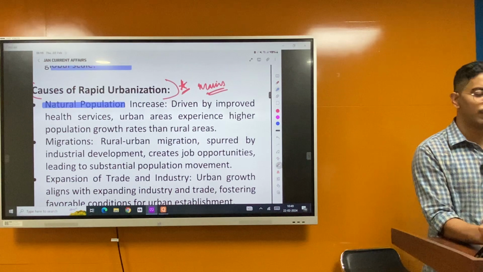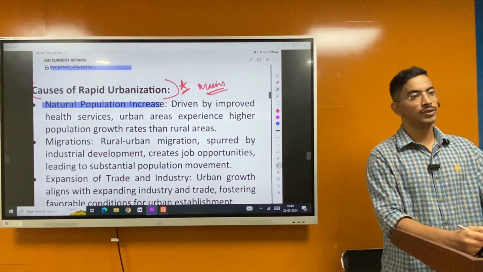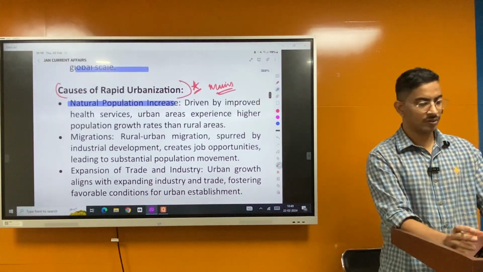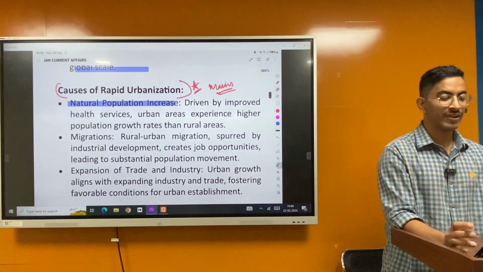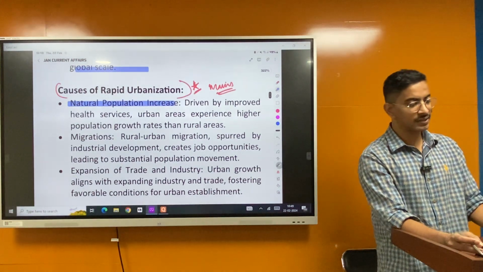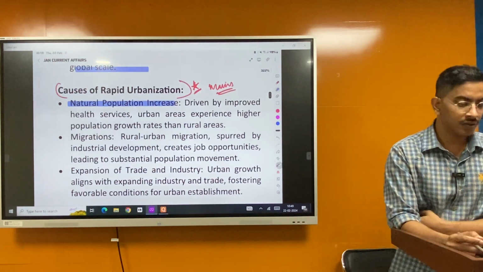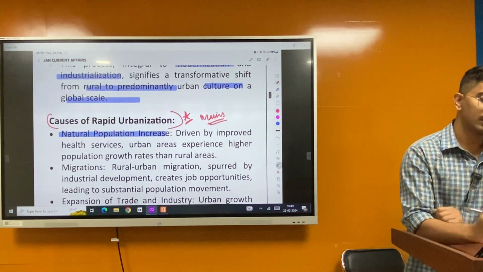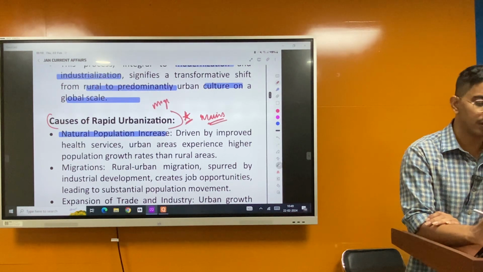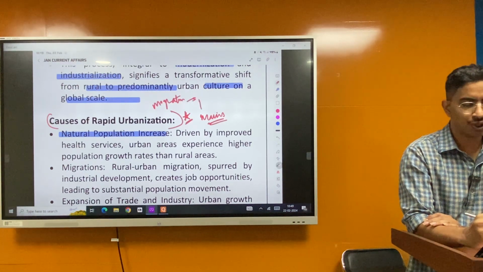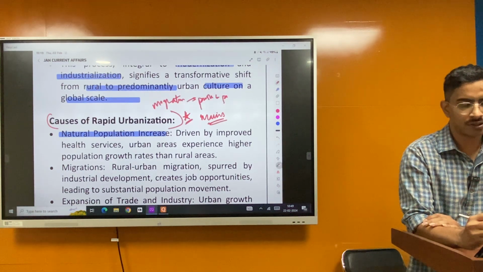First one is natural population increase. So, this is obvious. Driven by improved health services, urban areas experience higher population growth rate than rural areas. So, you'll see that in migration, if you read, there are push and pull factors.